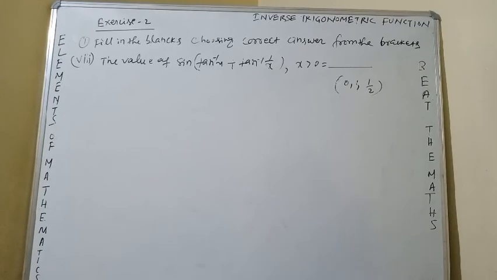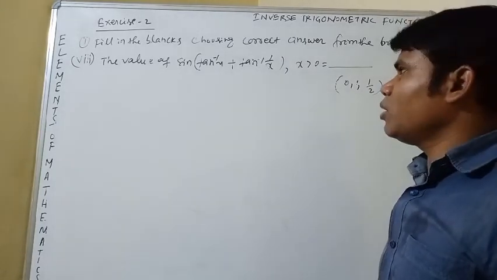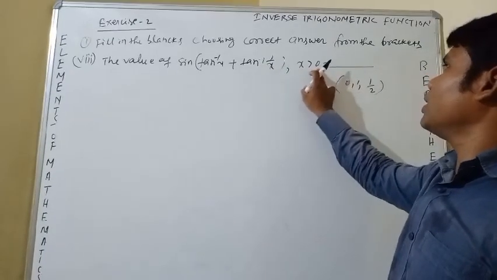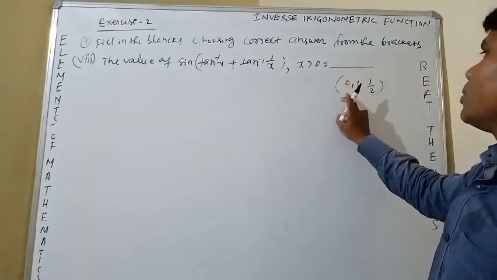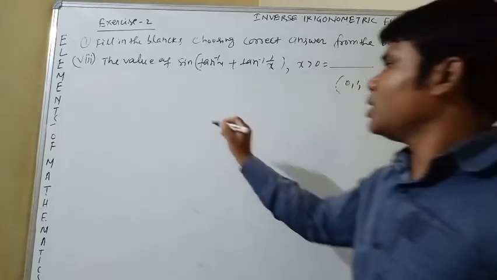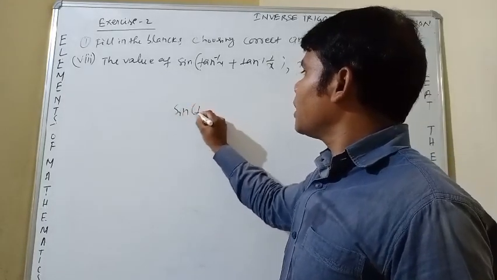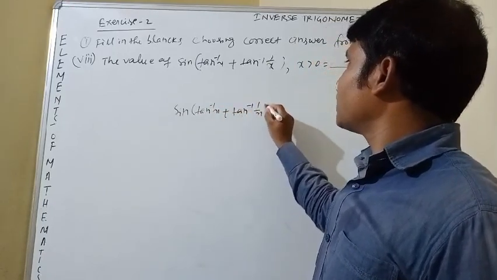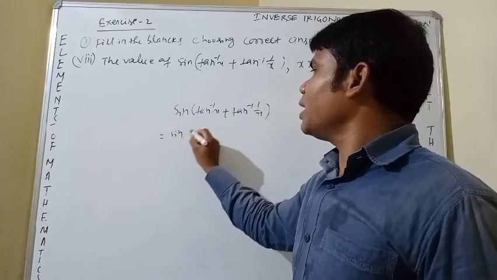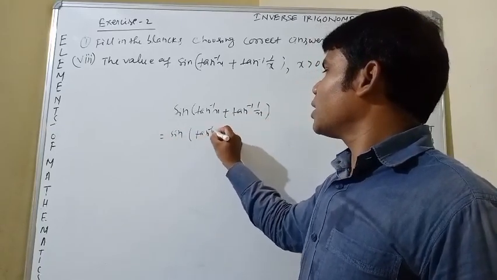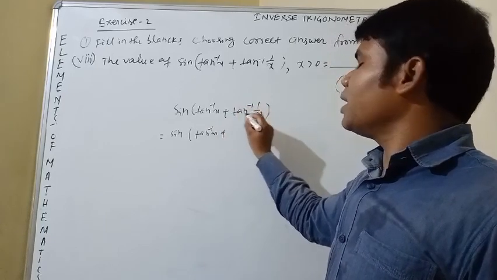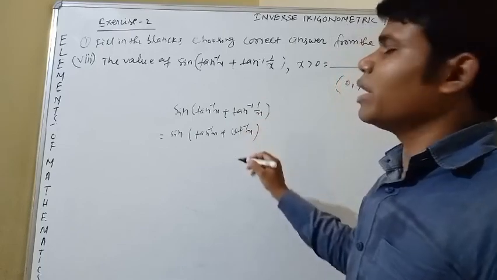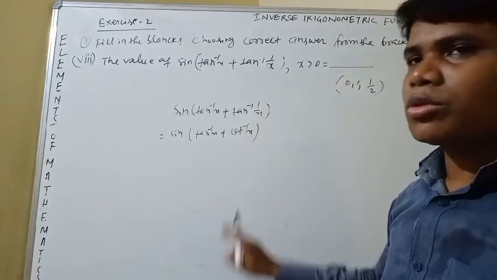You see the next question: the value of sin(tan inverse x plus tan inverse 1/x), for x greater than 0, is equal to dash. Options given are 0, 1, half. You see, sin(tan inverse x plus tan inverse 1/x) is equal to sin(tan inverse x plus, I can write it as, cot inverse x). Tan inverse x is equal to cot inverse 1 by 1/x.